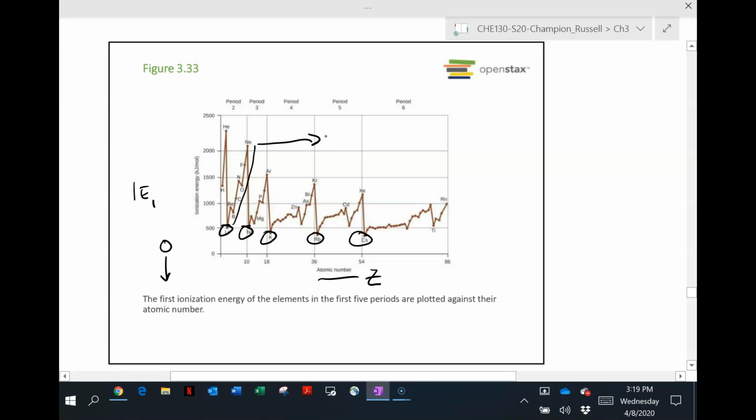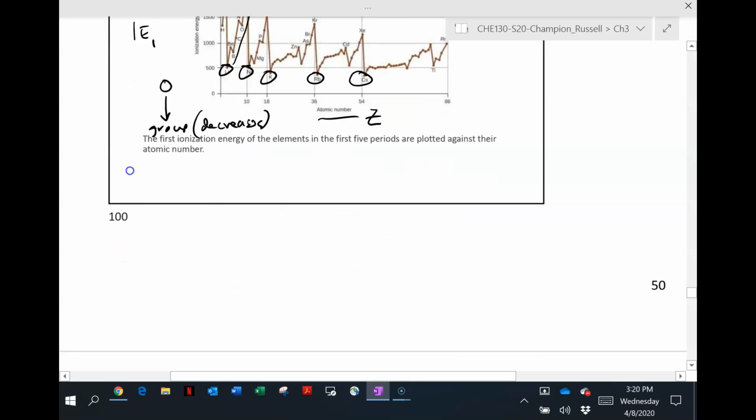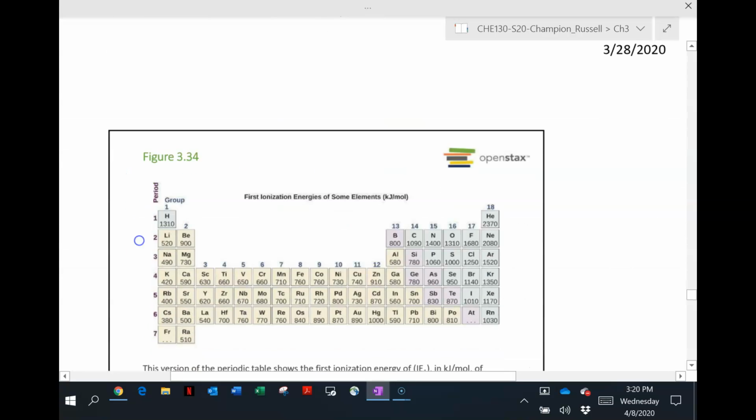So the circles are down the group, and it decreases as you go down. As you go from left to right across a period, it increases. And so you can see those data. Again, it's not a totally smooth curve. There are some bumps in the curve at different elements. Later on you may have to explain some of those, but that's not going to happen in this course, or probably even the next course.